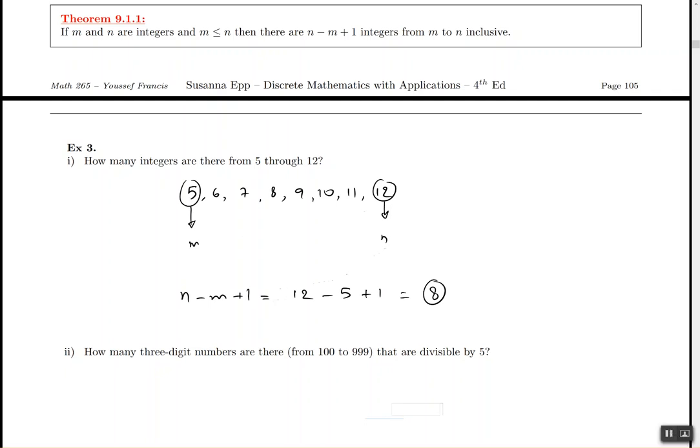Now, why is it 8, not 7? The reason is that it's including the start and the end in the amount. So we're including 5 and 12, not just 6, 7, 8, 9, 10, and 11.